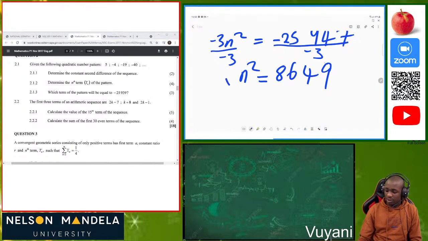So what are we supposed to do? We take the square root of both sides so that you have plus or minus. Then this and this will cancel each other. Then our n will be equal to plus or minus 93.